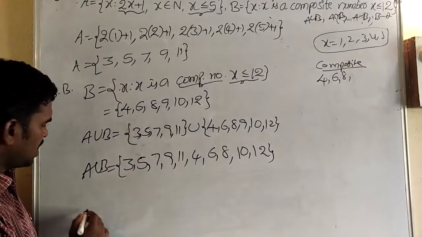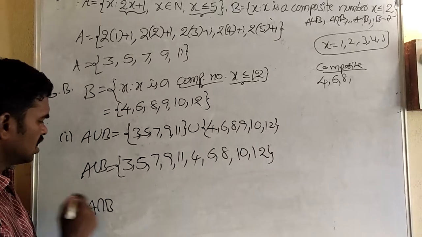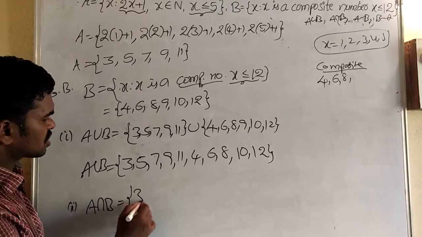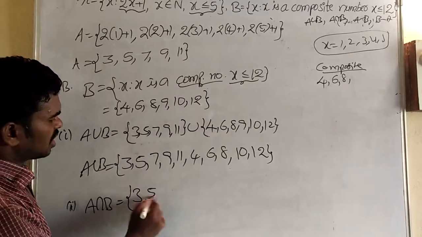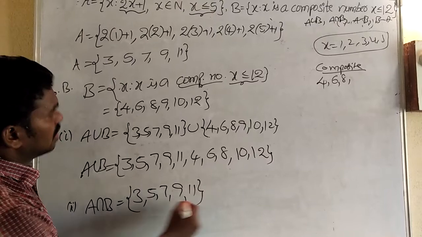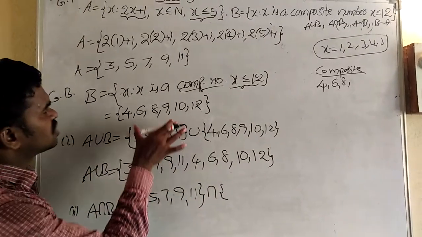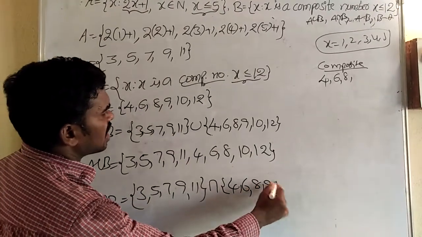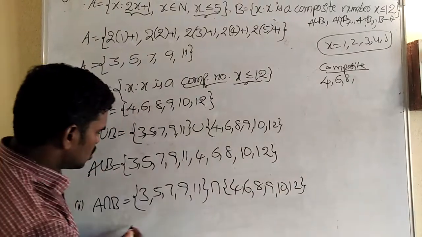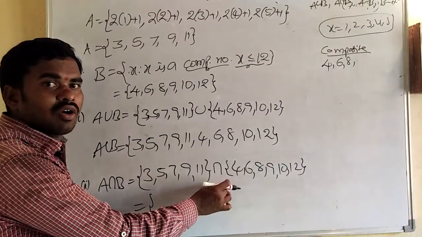Next, we want A intersection B also. This is the first one. Of course, I'm taking A intersection B. First write A. What is A? 3, 5, 7, 9, 11. Next word, intersection. Next word, B. B means 4, 6, 8, 9, 10, 12. So I'm going to write the intersection. Intersection means common elements.